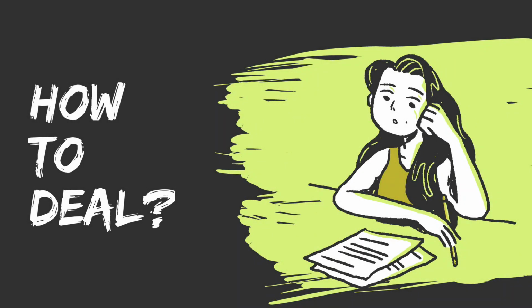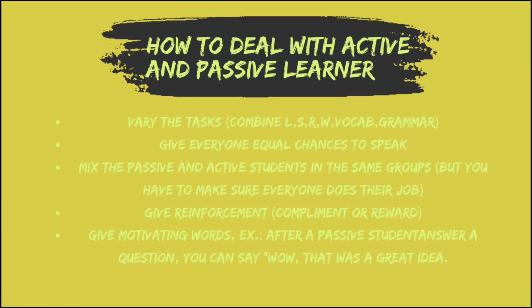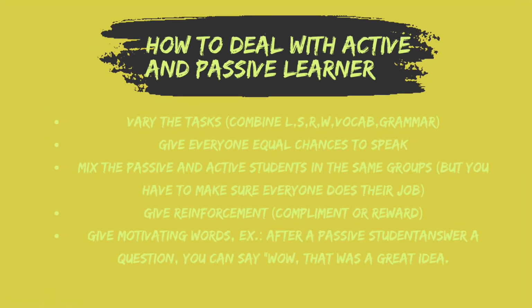For the next material is how to deal with the different types of young learners. The first is how to deal with the active and passive learners. So there are some ways to deal with the active and passive learners. For the first is vary the tasks. It means we as a teacher should combine all the skills in English language. There are listening, speaking, reading, writing, vocabulary, and also grammar.